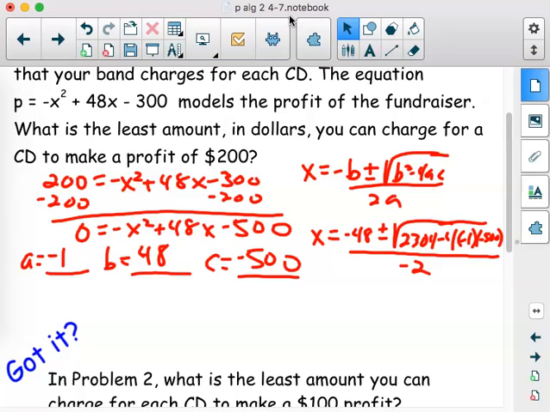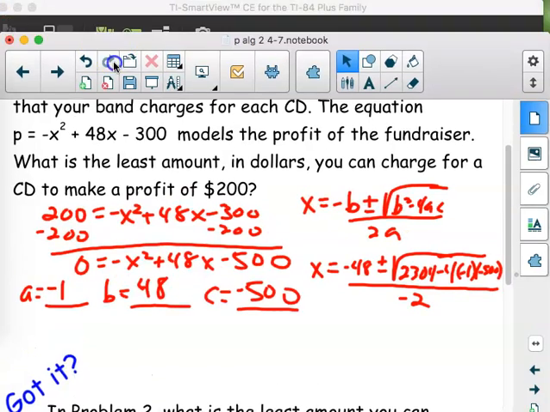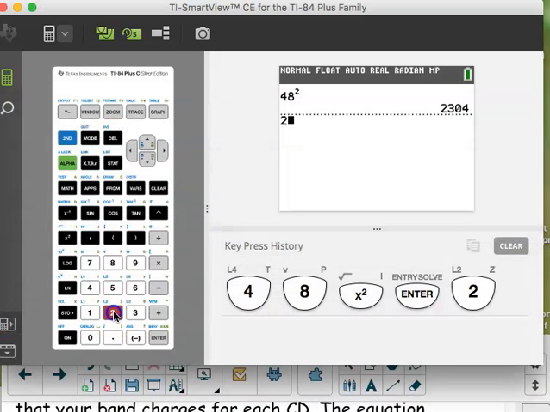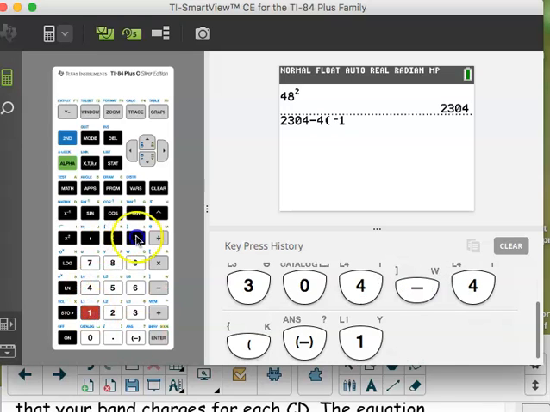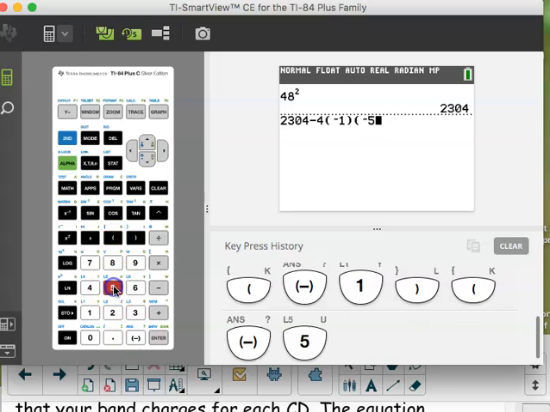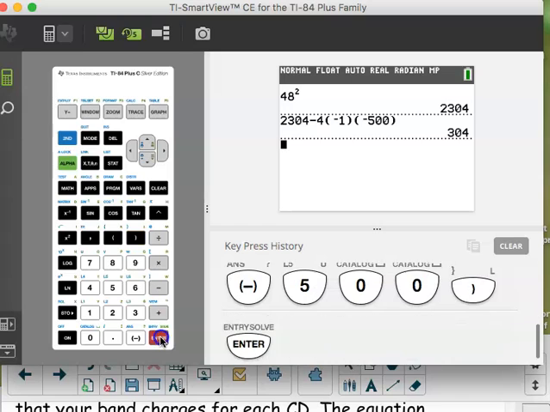So let's put everything under the radical into the calculator. 2304 minus, and then we had 4 parentheses negative 1 parentheses negative 500. So that's the b squared minus 4ac piece that we have right there. And enter. 304.